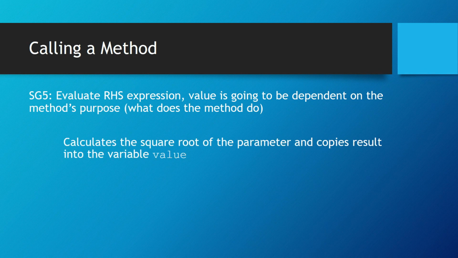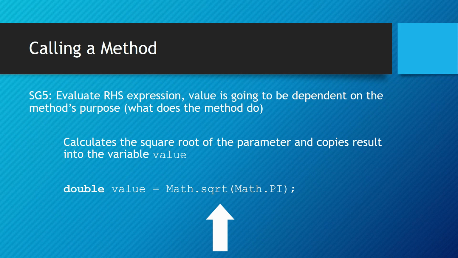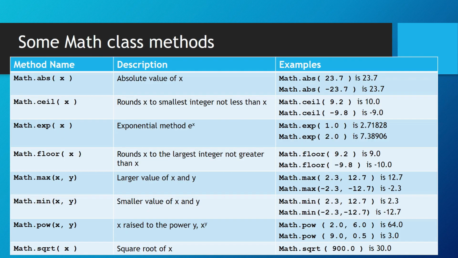Looking at the right-hand side, we see that it is calling the square root method from the math class, and it is calculating the square root of what is in the parameter, which is math.pi, which is a double. We get the square root of pi and assign it to the variable value. Here are some additional math class methods.